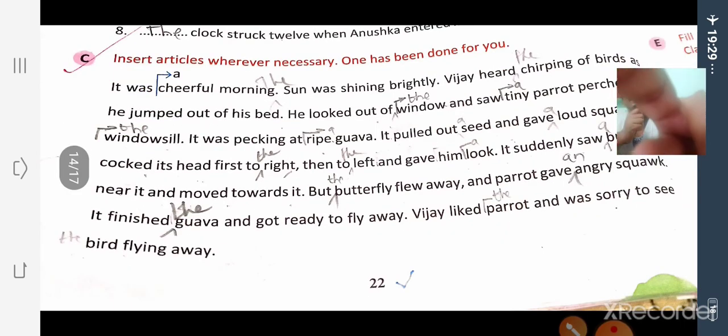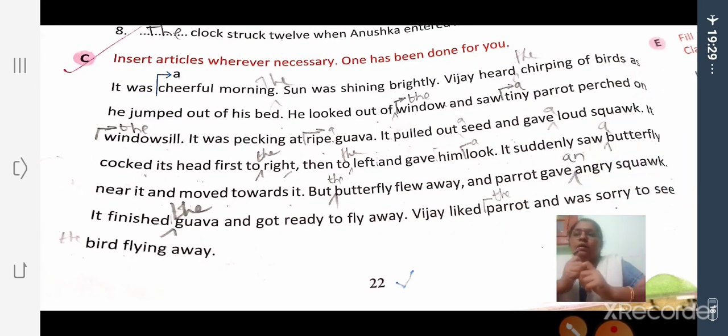Then insert articles wherever necessary. One has been done for you. So what you have to do is, some articles are missing in this passage, so you have to insert articles wherever necessary. Article വേണ്ട സ്ഥാനത്ത് insert ചെയ്യണം article.